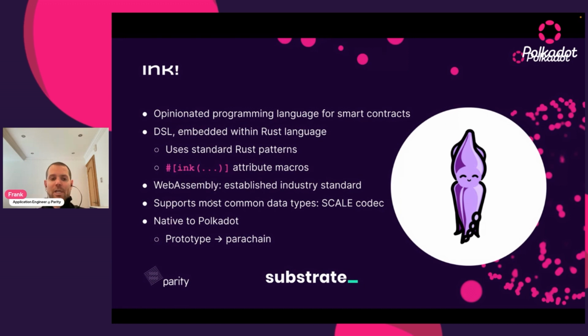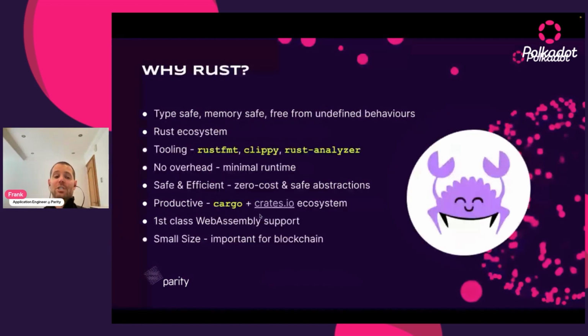Let's briefly look at why Rust. Rust, in the sense of the language, is type safe, memory safe, and free from undefined behaviors, which makes it very ideal for a smart contract language. We can benefit from the Rust ecosystem, so any improvements to the underlying language benefit Ink!, as well as the wide levels of support that are available for the Rust ecosystem as a whole. It also has great tooling, which works out of the box. So the usuals like rustfmt, Clippy, and rust-analyzer.